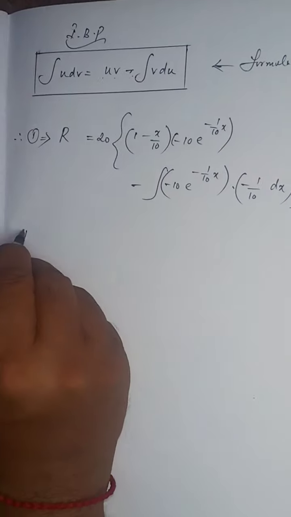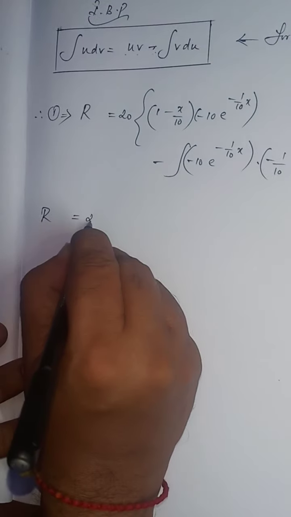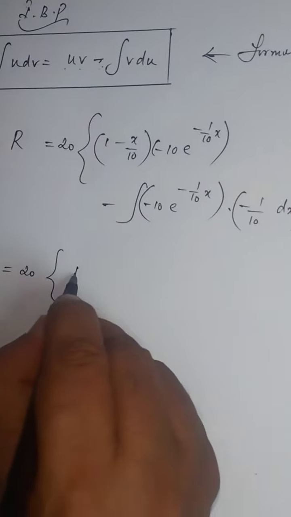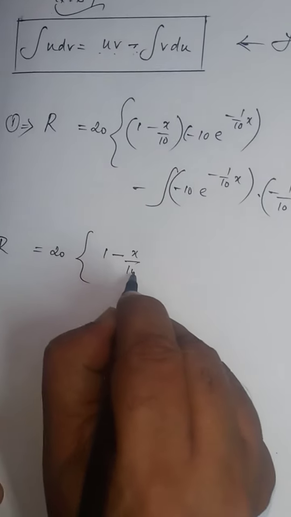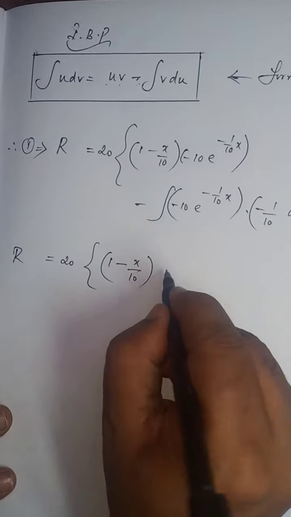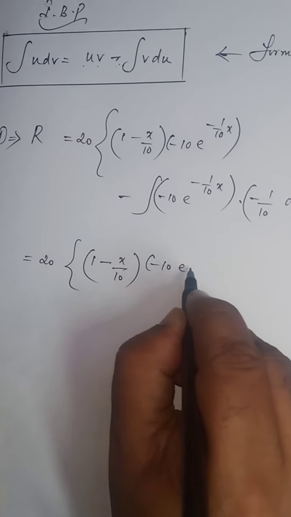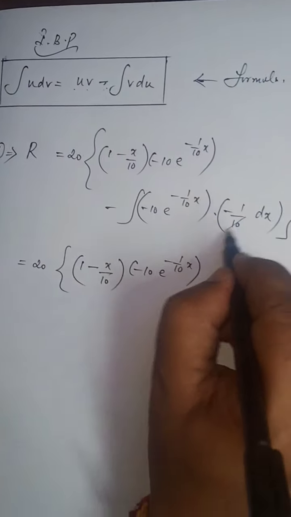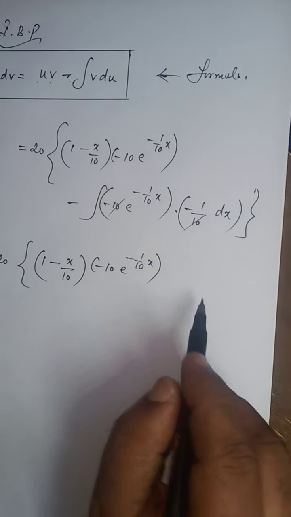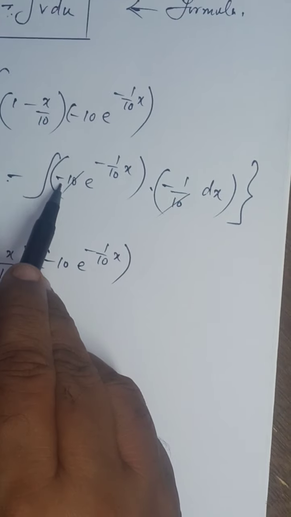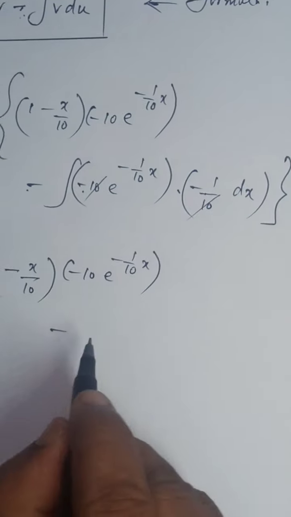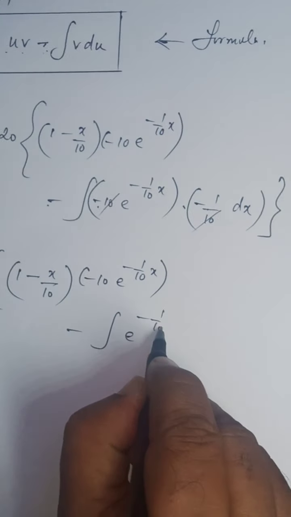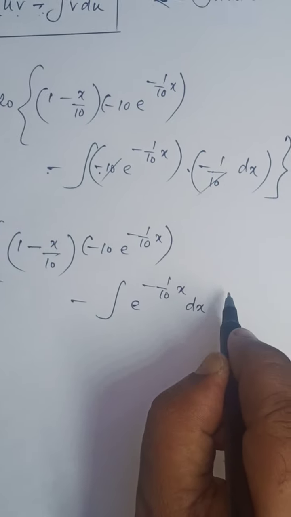Then R equals 20 integral (1 minus x by 10) into minus 10 into e power minus 1 by 10 into x. The 10 gets cancelled. Minus into minus is plus, plus into minus is minus, integral e power minus 1 by 10 into x dx.